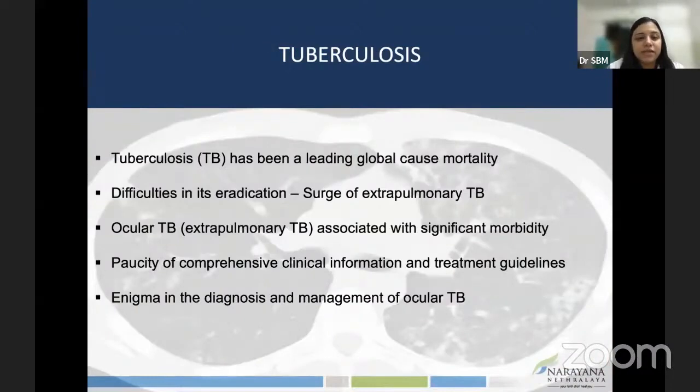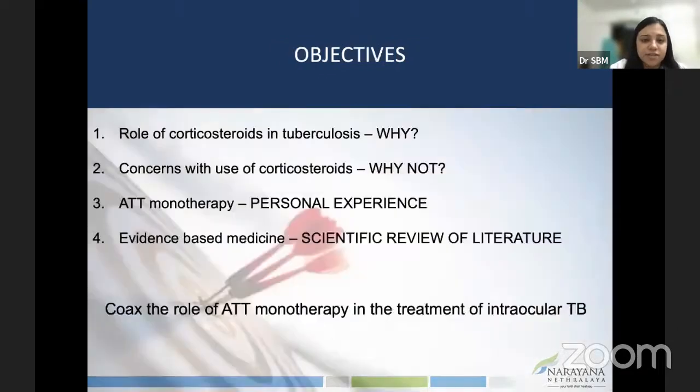So tuberculosis has been a leading global cause of mortality, and there have been difficulties in its eradication. This has also led to a continuous surge of extrapulmonary tuberculosis, of which ocular tuberculosis causes significant morbidity. However, we still have a paucity of data to help us have treatment guidelines, and it continues to be an enigma in the management of this disease. The objectives of my presentation are to discuss why we need to use corticosteroids in tuberculosis and what the concerns are, so why not to use it, a few examples of ATT monotherapy, and also a review of literature to support the same.